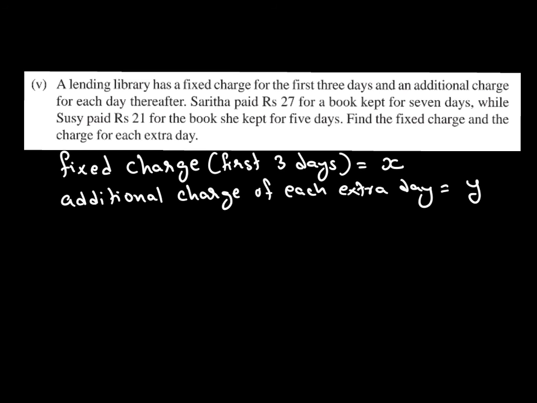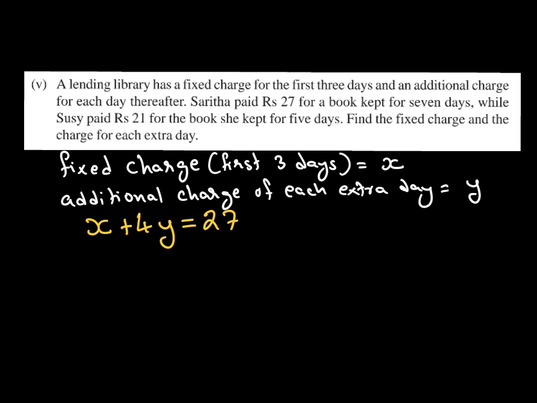Let the fixed charge for the first 3 days be x rupees and the additional charge for each extra day be y rupees. The first part of the problem says Sarita paid 27 rupees for a book kept for 7 days. Now in those 7 days for Sarita, there is the 3 days' charge, which is x, and she has kept the book for 4 extra days. For each day the charge is y, so for 4 more days it's going to be 4y. And the total charge she paid was 27 rupees.